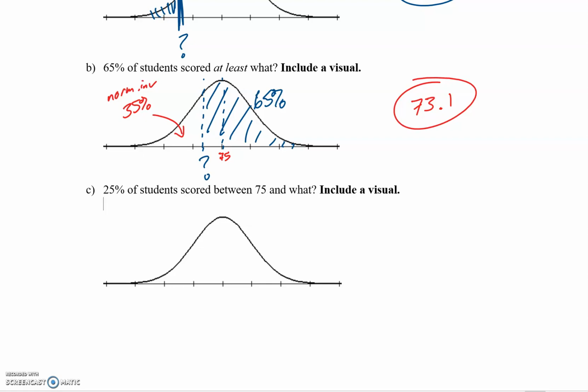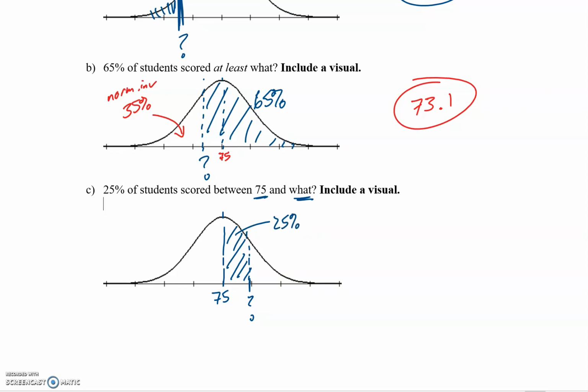But let's start with our visual. So we know 75 is right here, right? That's our mean. And so we want 25% of students scored between that and what? And usually we list the lower bound first, so we assume the what is going to be higher than 75. I don't know exactly where it's going to be, so I'm just going to put a mark in here. I have no idea exactly what it'll be, but that's where Excel is going to help me out. So we're trying to figure out, okay, what is this score so that 25% is in there?